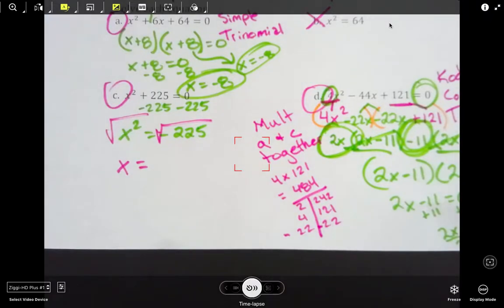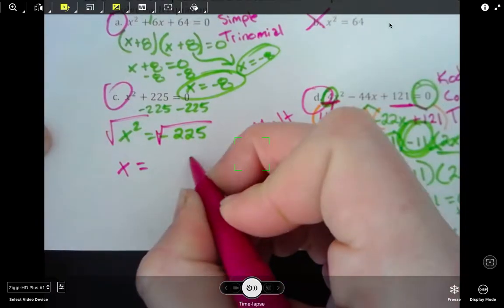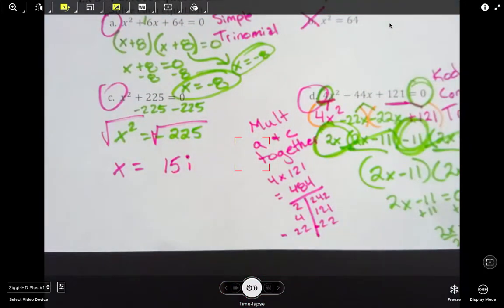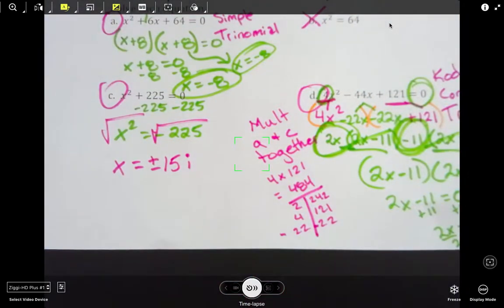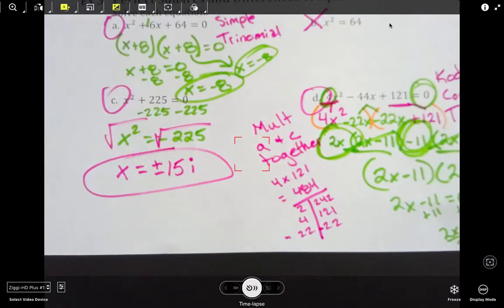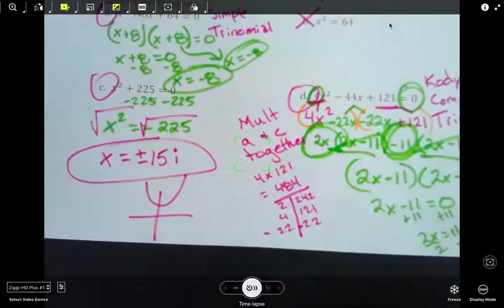Okay, now, here's the problem, guys. Square root of a negative. What does that become? I. What's the square root of 225? 15. There's no solution. And negative 15. Positive, negative, plus and minus, because who put the square root in? That was us, right? Plus and minus 15i, which means that this parabola is going to be like all the way up here, right?